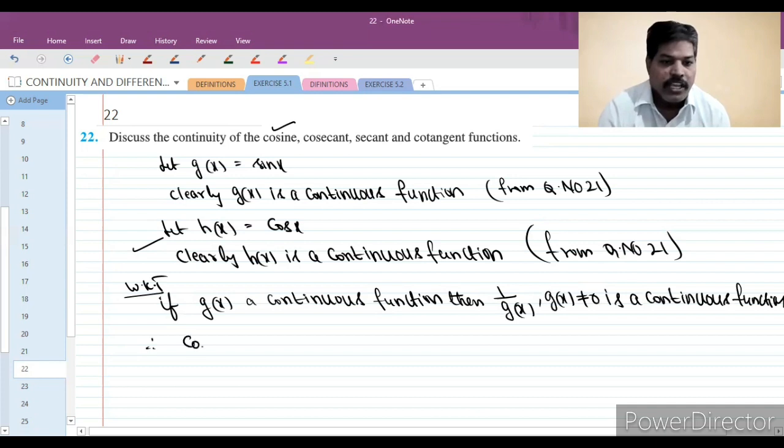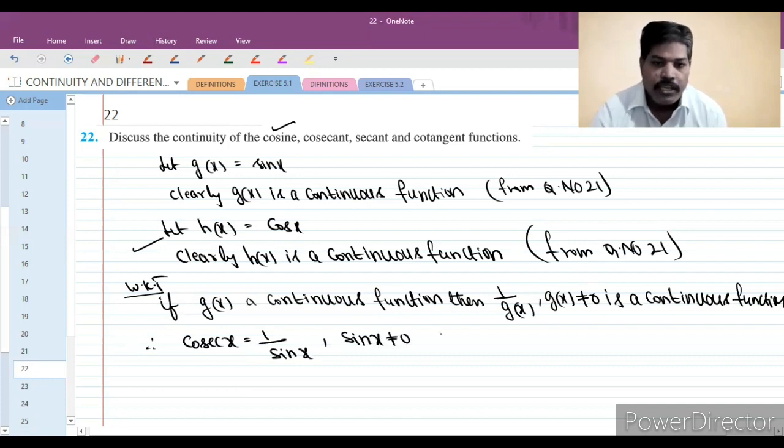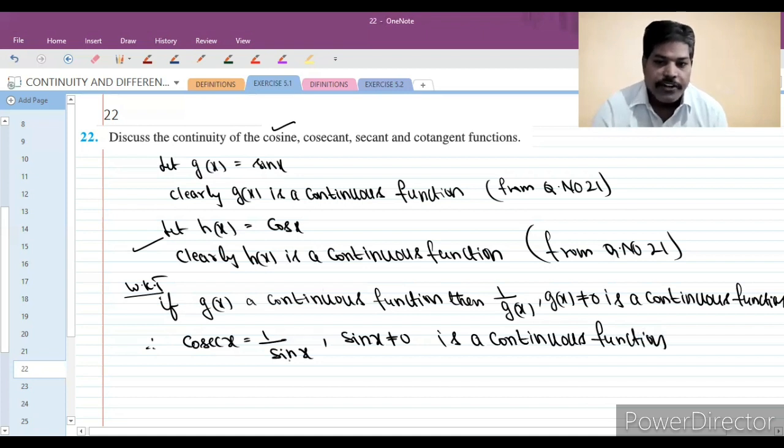Therefore cosecant x, what is the meaning of cosecant x? Cosecant x is nothing but 1 by sin x, comma, sin x not equal to 0, is a continuous function. Why? Because g of x is continuous, automatically 1 by g of x. 1 by g of x, meaning 1 by sin x, which is nothing but cosecant x, is a continuous function when sin x is not equal to 0.